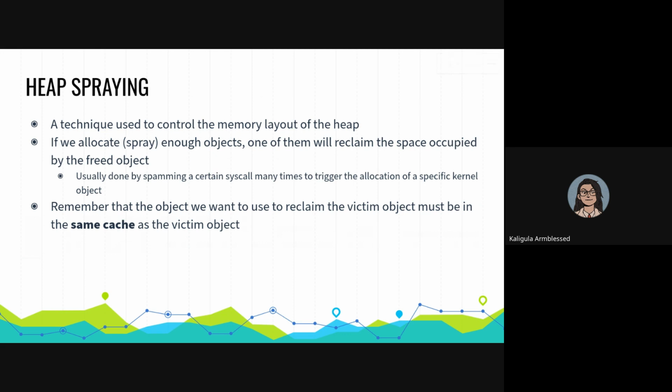So with all the mitigations that we are talking about, we have to talk about heap spraying. Heap spray is basically a technique used to control the memory layout of the heap. If we spray enough objects, one of them will eventually reclaim the space occupied by our freed victim object. This is usually done by calling a certain syscall a lot of times. Remember that we talked about the allocator, and the object we want to use to reclaim the victim object must be allocated in the same cache as our victim object.